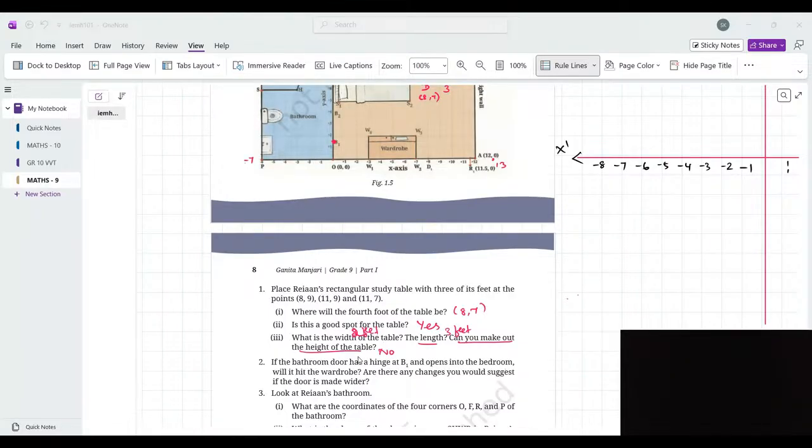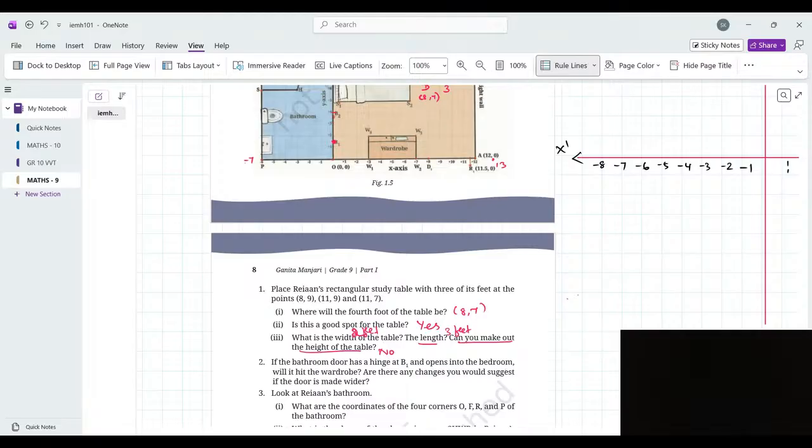If we have a hinge at the point B1, the door opens into the bedroom, not through the bathroom. So it can be opened on this side, on the bedroom side. Are there any chances, would you suggest, that it will hit the wardrobe?